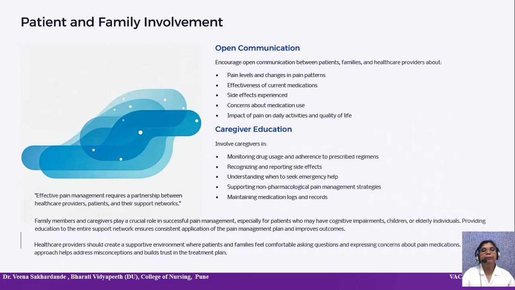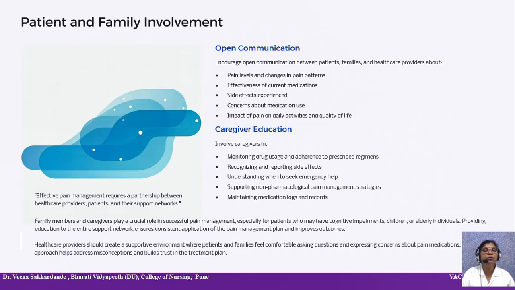Patient education and family involvement when the patient is taking analgesics. Why is it important? Why is the communication between the patient, patient relatives and health professionals important? Mainly to encourage open communication between the patient, family, and healthcare providers. That means pain level and changes in the pain pattern are very important to understand, and depending on that the dose is decided. Effectiveness of current medication, side effects, concerns about the medication use, impact of pain, and how we can educate the patient and relatives, and how the caregiver should be aware about this.